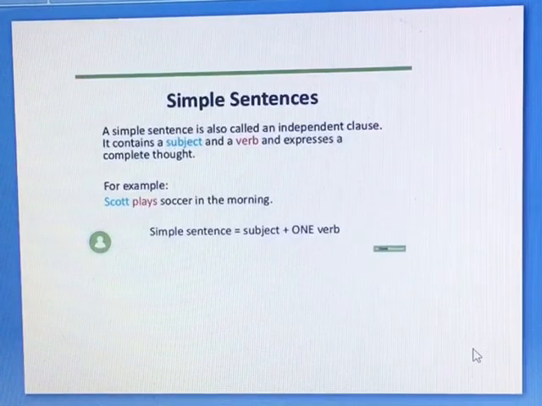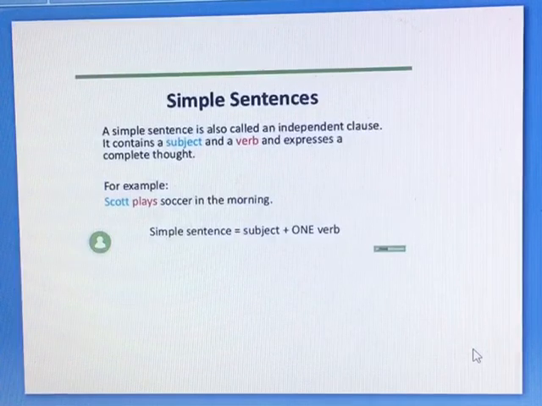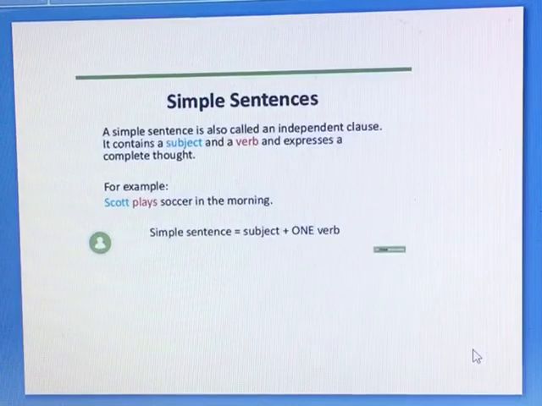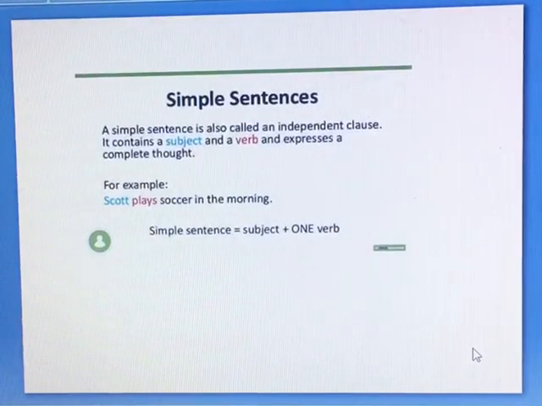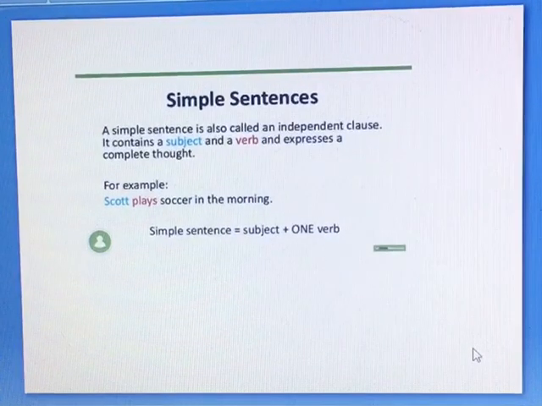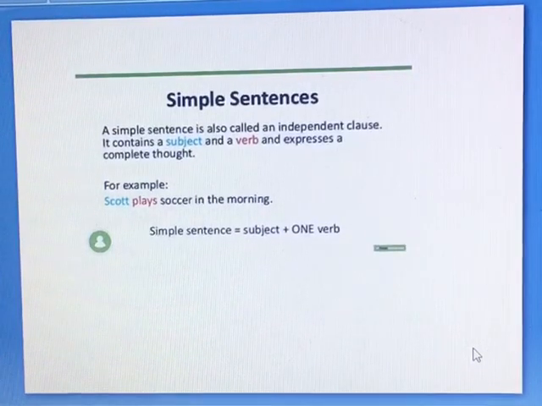A simple sentence is also called an independent clause. It contains a subject and a verb and expresses a complete thought. For example, Scott plays soccer in the morning. This sentence is a simple sentence. It contains a subject, Scott, plus one verb, plays. We call this simple sentence an independent clause. It means it can stand alone. It is clear and expresses a complete thought.